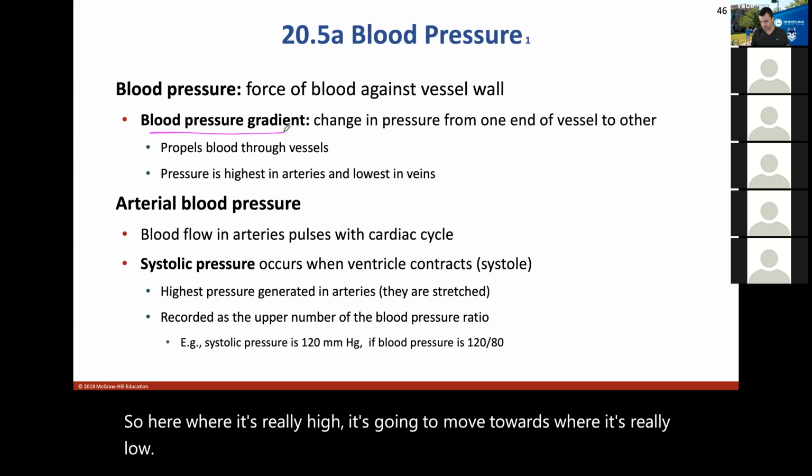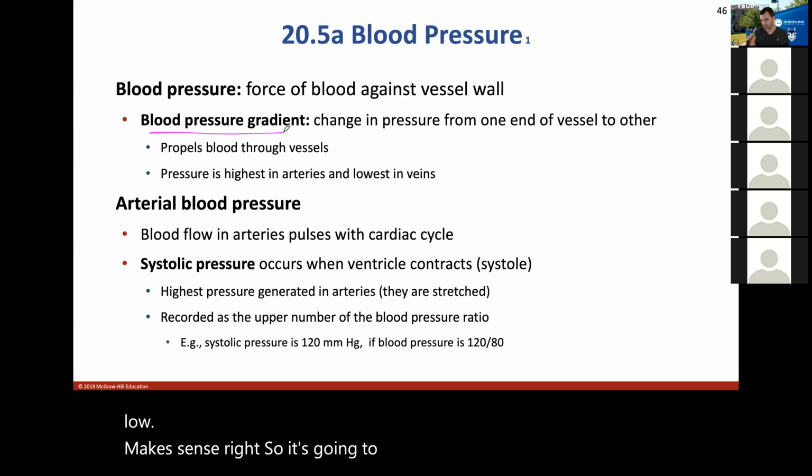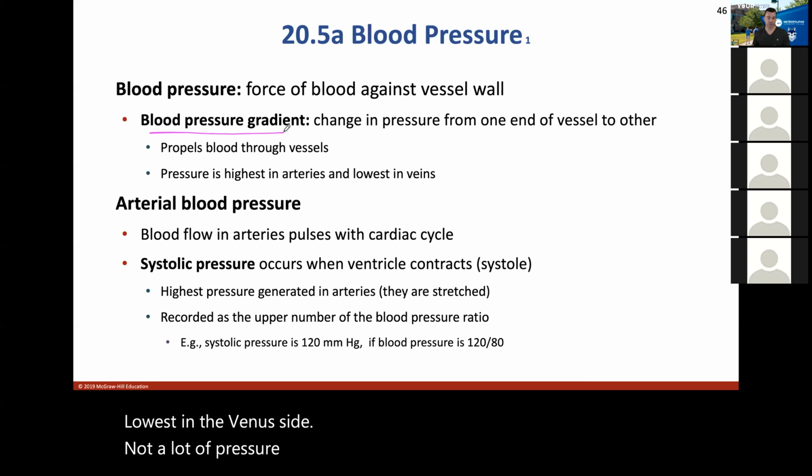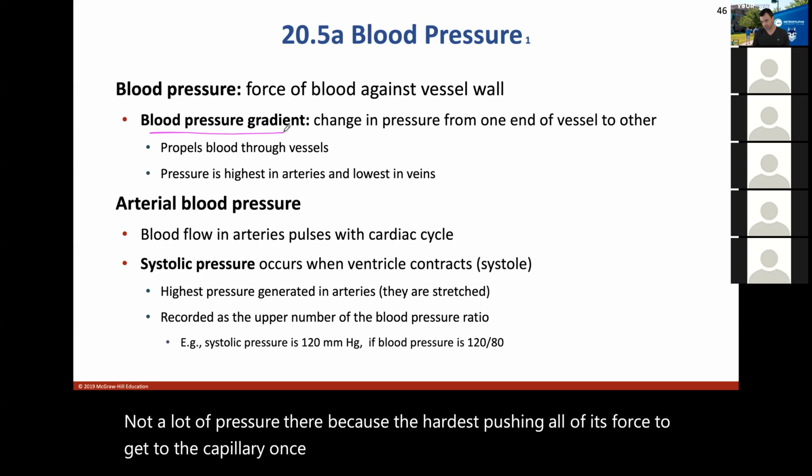Makes sense, right? So it's going to be highest in the arterial tree, lowest in the venous side. Not a lot of pressure there because the heart is pushing all of its force to get to the capillary. Once it gets to the capillary, it's done. That's what blood pressure gradient is.